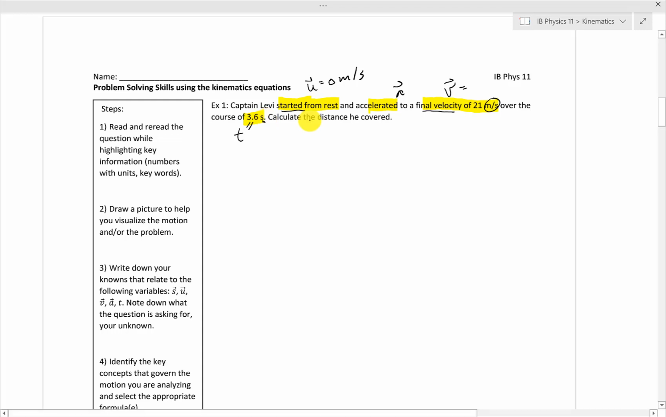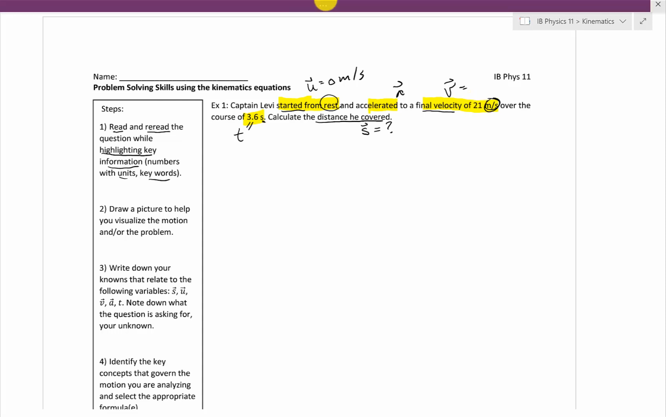And the question is asking for the distance that he covered. Whether it's distance or displacement doesn't really matter in this case because he won't be going backwards, he would just be going forward. So this is what we're looking for. That is step 1. We need to read, and we might need to reread the question while highlighting key information: numbers with units and some keywords. It's a good idea to use units as a way to help you identify what you have.